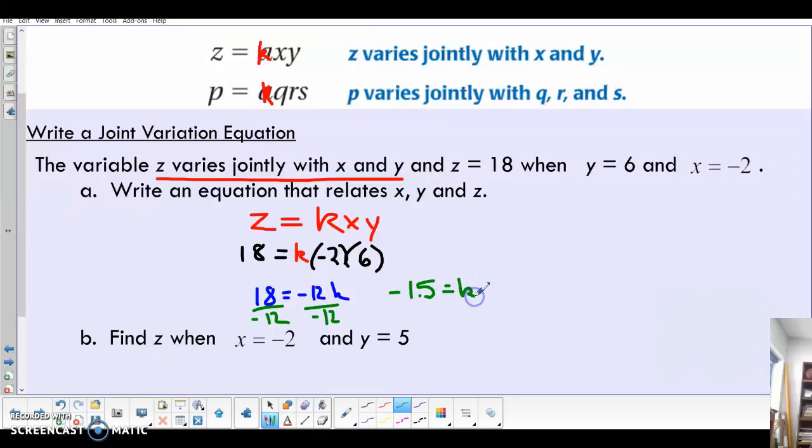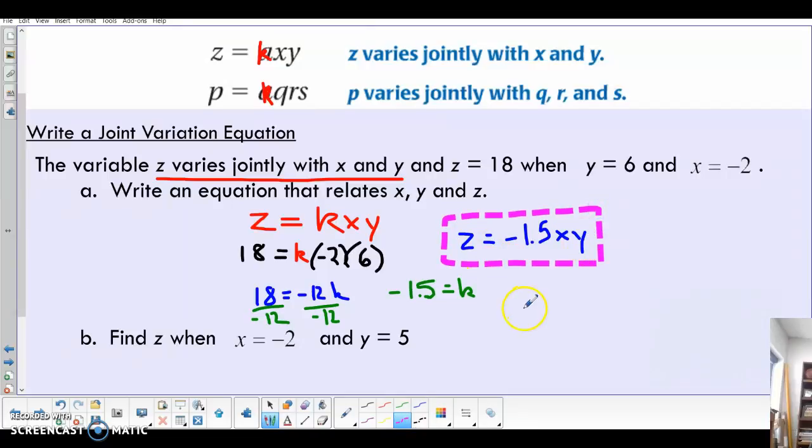Now again, I'm not done, like the problems in the other video. This is not the equation that relates X, Y, and Z. This is simply the constant that I'm going to use. So here's what the actual answer is going to look like. Z is equal to that constant, -1.5, times the product of X and Y. So that is what my answer should look like. Okay, there's an equation that relates X, Y, and Z.